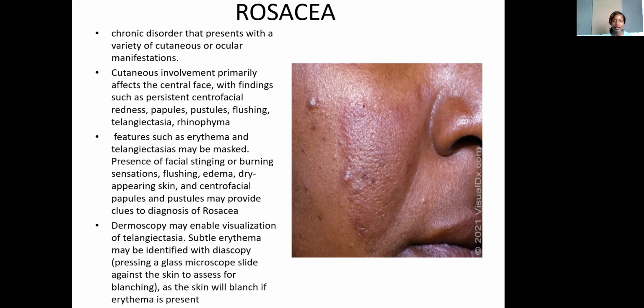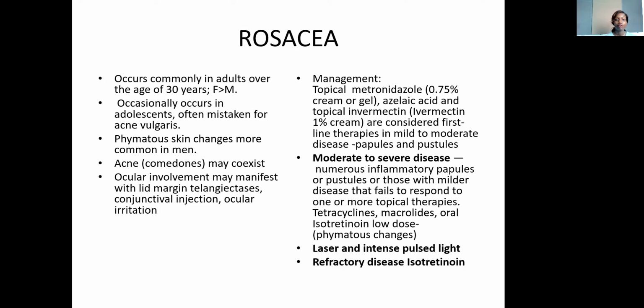So the other presentation that patients of course complain about is burning sensation on the skin, flushing, or dry-appearing skin. Rosacea occurs commonly in adults over the age of 30 years, and it's more common in females. It may be mistaken for acne, or it may also overlap in patients who have acne. In the patients who have acne as well, overlapping, you may find comedones as well. And then again, ocular involvement may manifest with lid margin telangiectasia or redness of the conjunctiva.